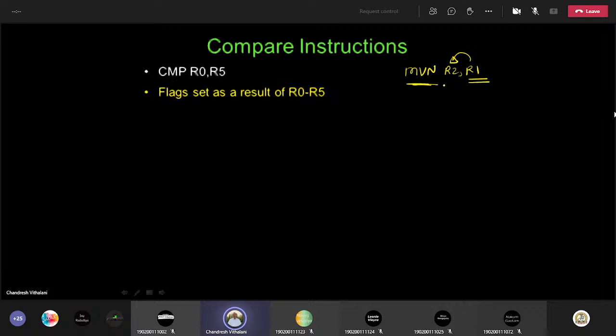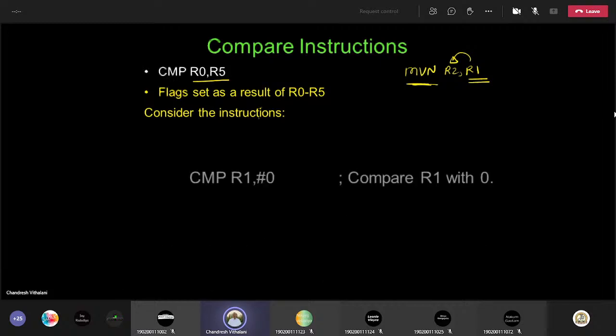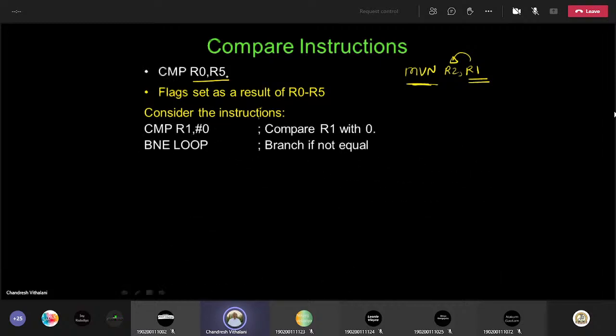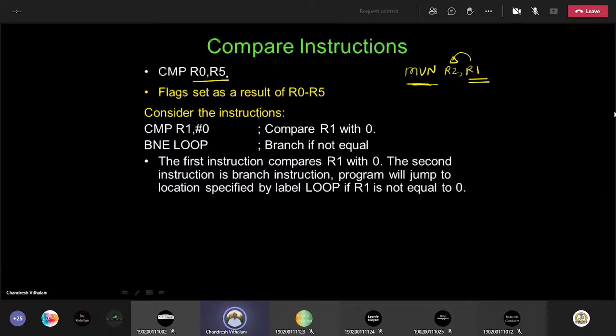In a compare instruction, what it does is compare two registers and, based on the comparison, flags will be set. So let's consider this instruction: compare R1 with 0 and BNE loop. So if it is not equal, so if the zero flag is not set, then it will branch to the loop. So after this compare instruction, you can use the conditional branching instructions. In this case, the first instruction will compare R1 with 0. The second instruction is a branch instruction. The program will jump to the location specified by the label loop if R1 is not equal to 0. If R1 is equal to 0, then the branch will not be taken. If R1 is not equal to 0, then the branch will be taken.